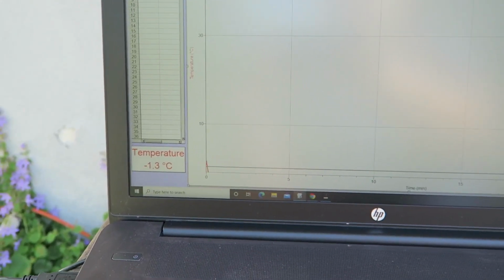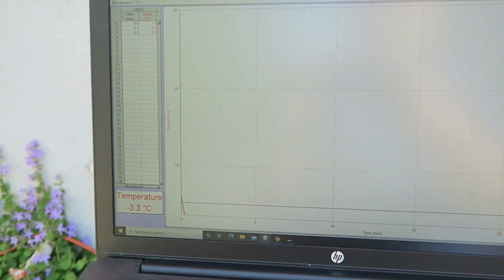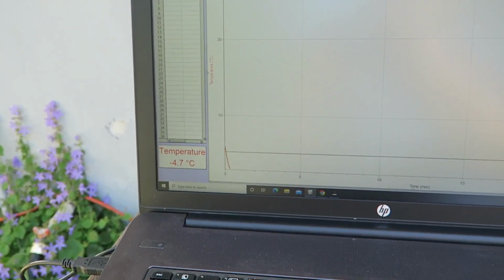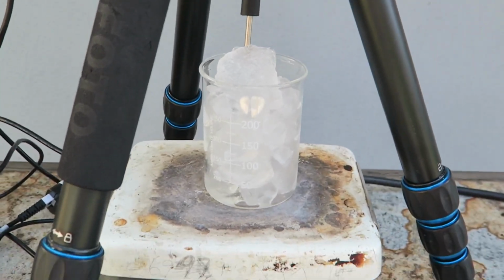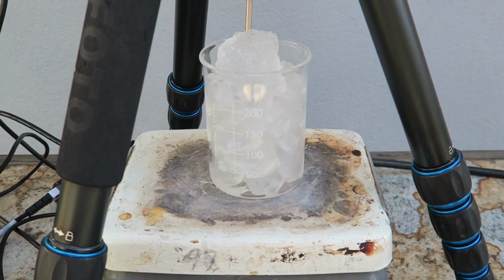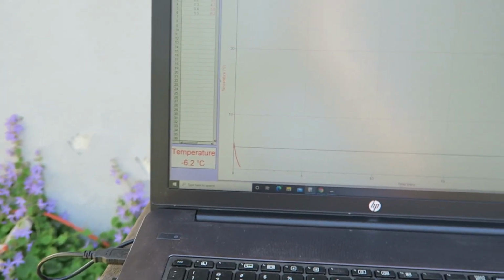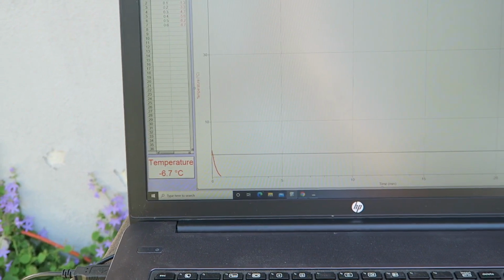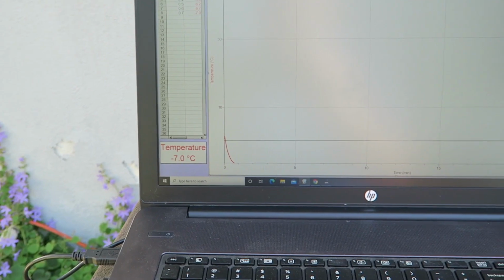Now it's gone below zero, negative 1.3 degrees C, which is logical because ice is typically stored not at 0 degrees but below freezing in a freezer. So the fact that the temperature is dropping down below 0 degrees is not at all unexpected. I want the temperature to try to stabilize here before I turn on the hot plate. So I am going to wait until the curve becomes somewhat level before doing the next step.